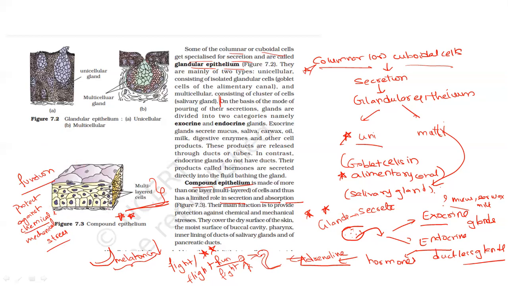They cover the dry surface of the skin, the moist surface of the buccal cavity, pharynx, the inner lining of the ducts of salivary glands, and pancreatic ducts. So you can see it on the dry surface of your skin, in the buccal cavity, in the pharynx, and also in the pancreatic ducts.